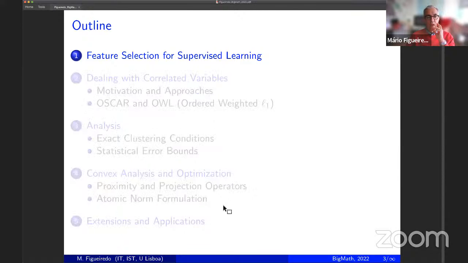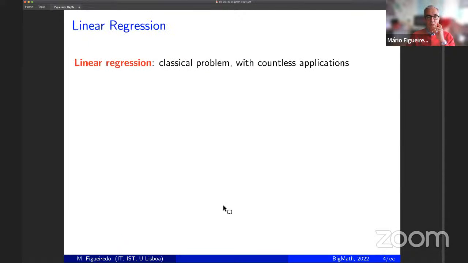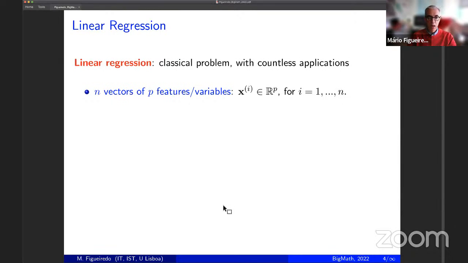Okay, so as I'm sure you all know, you know what linear regression is. Just very briefly, to set notation, I'll talk a little bit about what linear regression is.